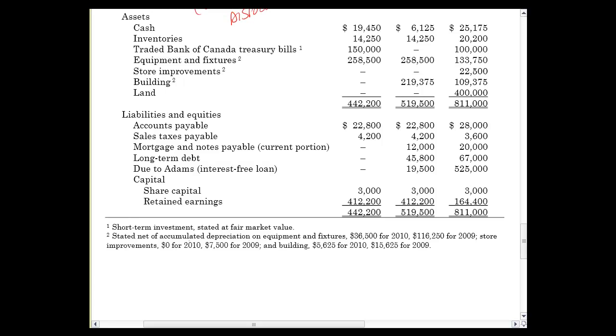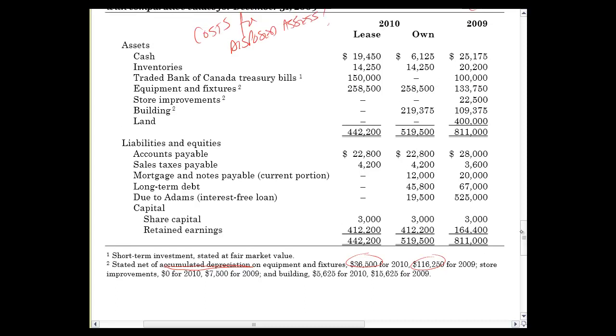So stated net of accumulated depreciation. What that tells us is they've taken the cost and taken out what accounting did. So this is not a useful number to us. Those are not useful numbers to us. Okay, so it's sort of there, I think. I didn't write the question, but I think it's there to test the students to see if they know that it's not useful.